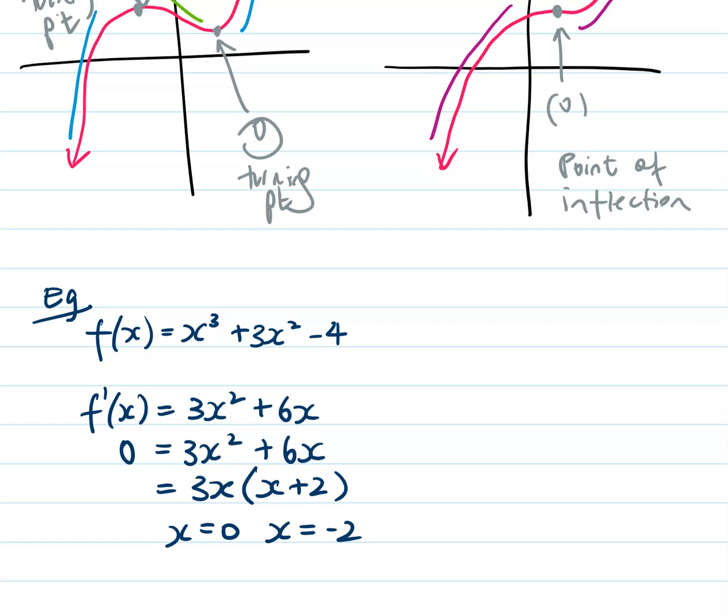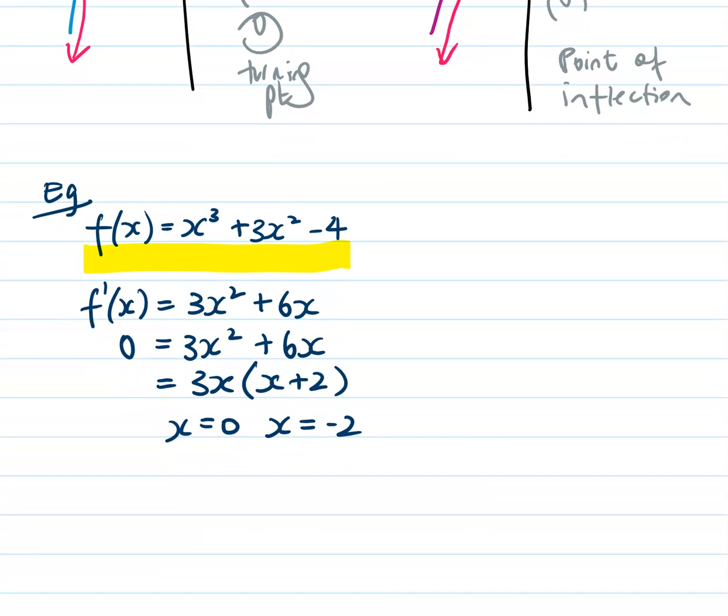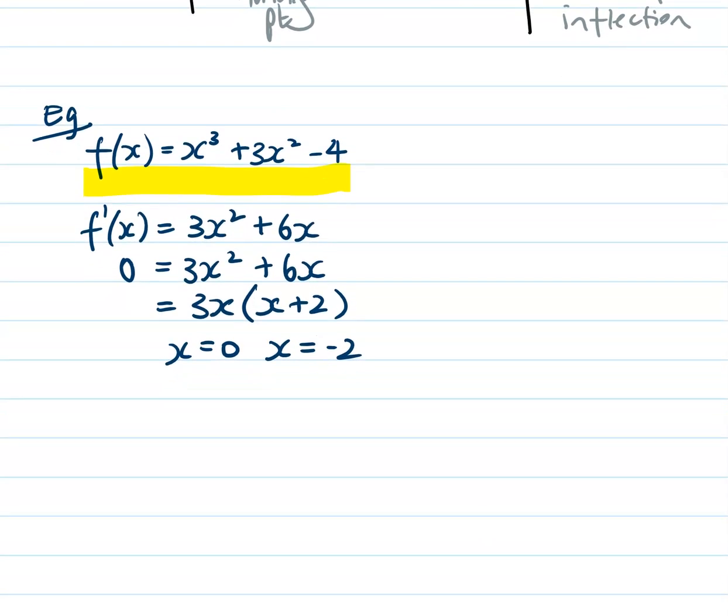So there are 2 points on this function where the gradient is 0. And that's at where x equals negative 2 and where x equals 0. We haven't quite found our points yet. We do still need to find our y coordinates. Sorry. We're going to find the function of 0. And that's negative 4. We're also going to find the function of negative 2, which is 0.